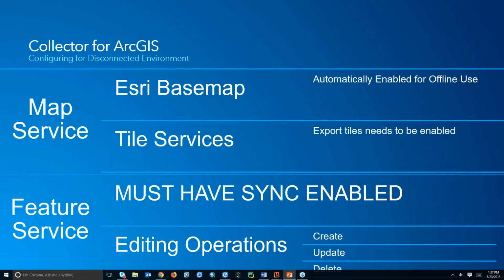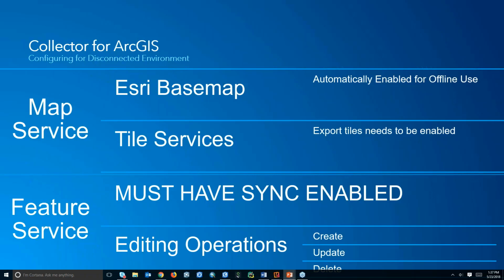So when we talk about configuring Collector, we want to take a look at a couple of different things. We have the map service and then the feature service for the disconnected environment. The Esri base maps have automatically been enabled for offline use, while tile services that you create or bring in for your base map need to have export tiles enabled.